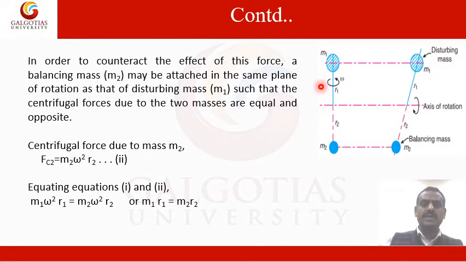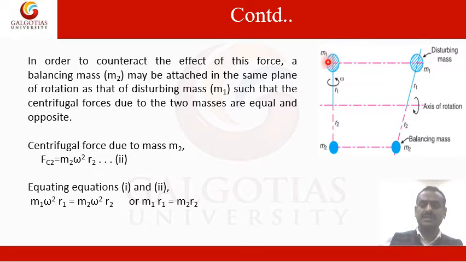In order to counteract the effect of the centrifugal force produced by the mass m1, a balancing mass m2 may be attached in the same plane of rotation as that of the disturbing mass m1 in such a way that the centrifugal forces due to the two masses are equal and opposite. So m1 is the disturbing mass. Because of this m1, a centrifugal force Fc1 will be created, which is acting radially outward from the shaft axis.